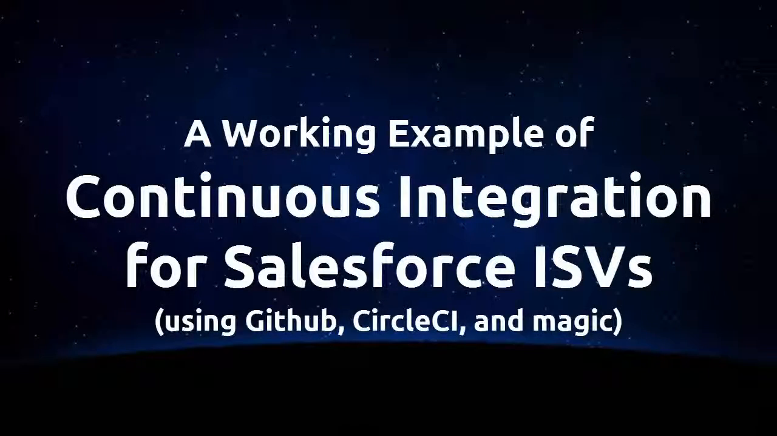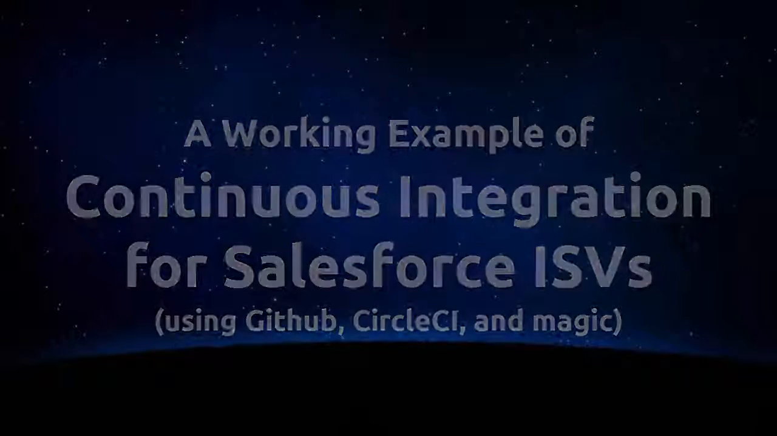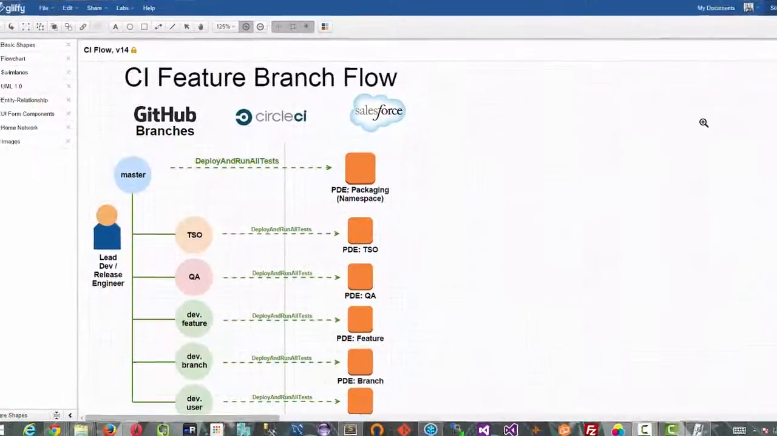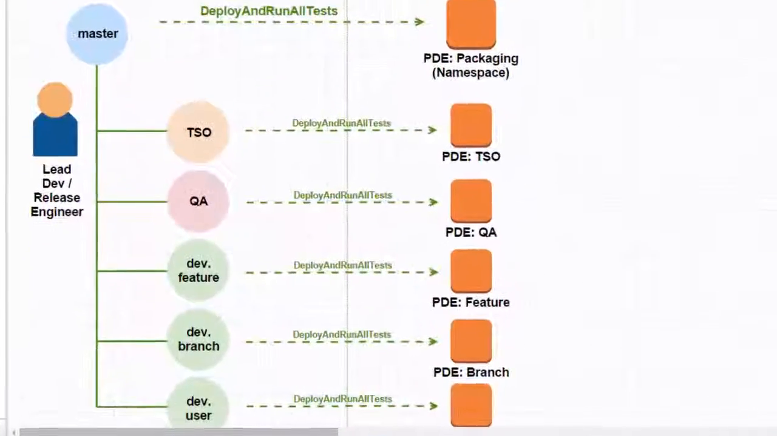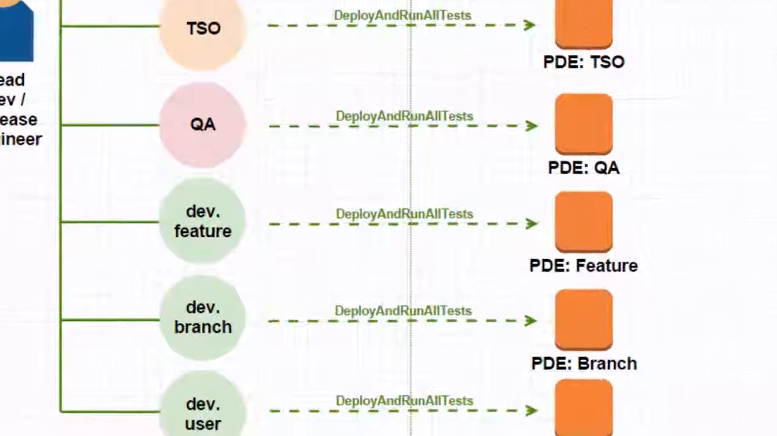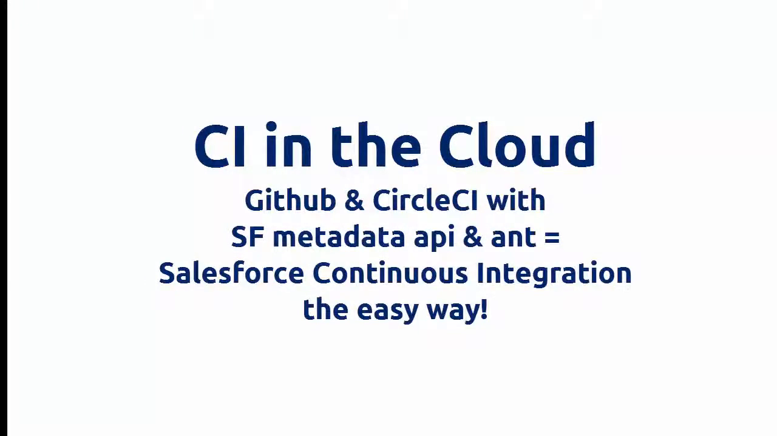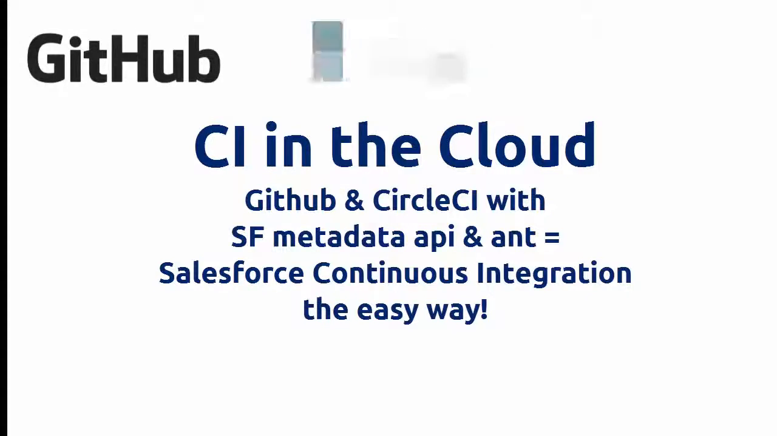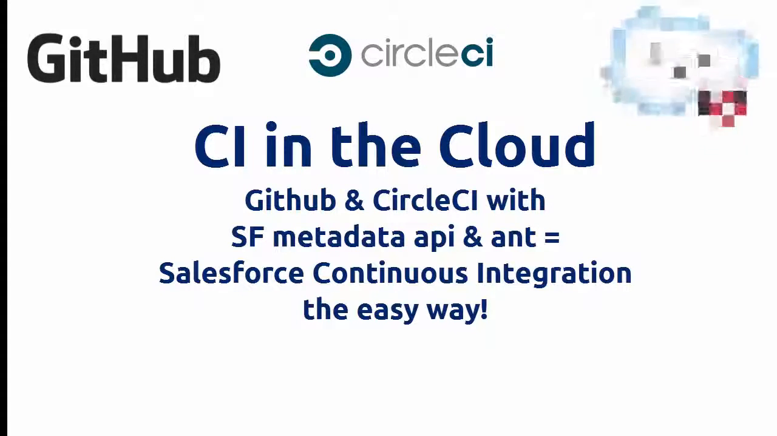Okay, here we go. I'm going to show you a working example of CI for Salesforce ISVs. In this video, we'll show you how to set up a continuous integration flow of a development feature branch using all cloud-based tools. We like to call this CI in the cloud, using cloud tools like GitHub, CircleCI, and Salesforce Metadata API with Ant. You can have Salesforce Continuous Integration the easy way.